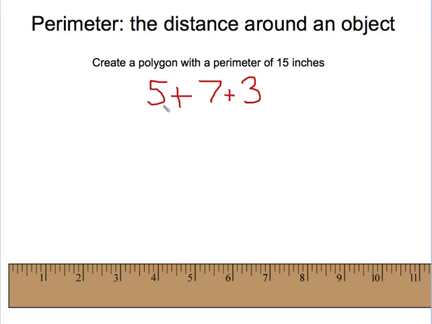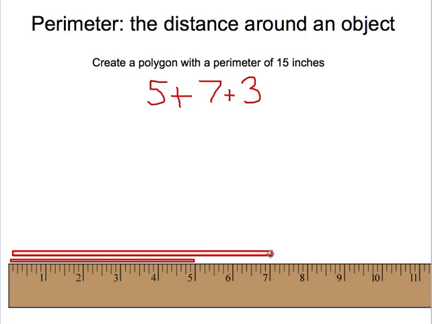So in theory, if I build a triangle that has a length of 5, a length of 7, and a length of 3, when I add those all up together I should get 15, and I should have a polygon with a perimeter of 15. So the first thing I want to do is make these 3 sides. I need a length that has 5, a length that has 7, and a length that has 3.